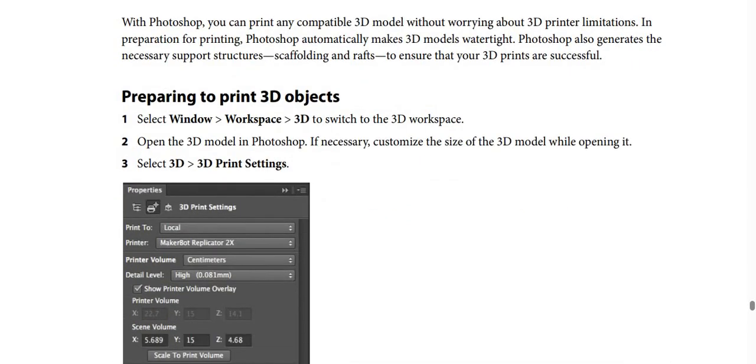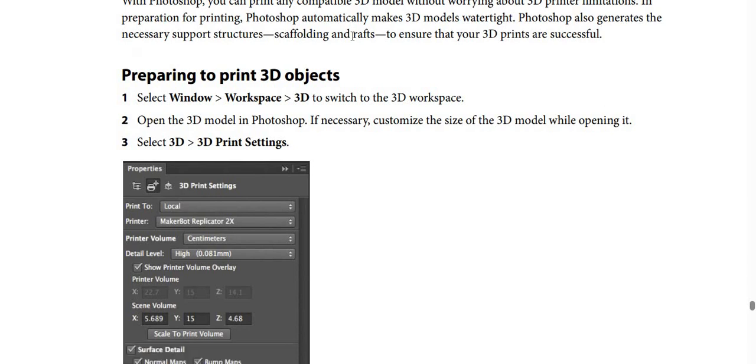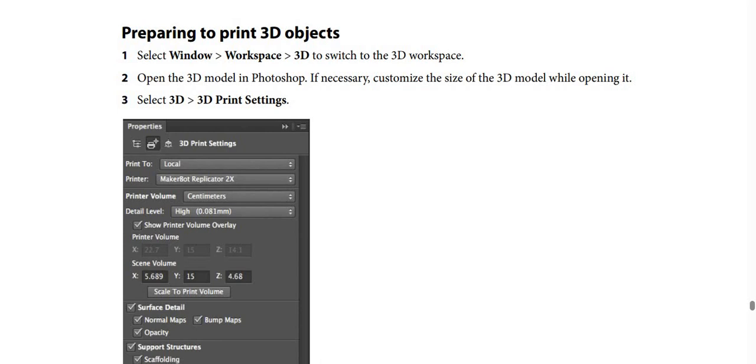And so what about preparing to print 3D objects? We have steps here now. Step number 1, you should select Window, then select Workspace, then choose 3D to switch to the 3D workspace.